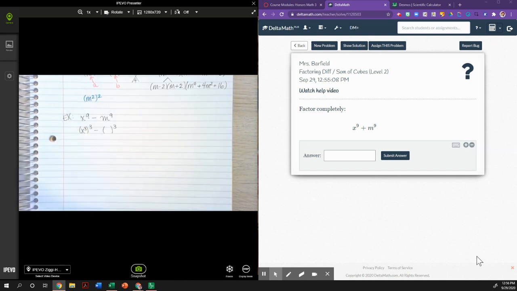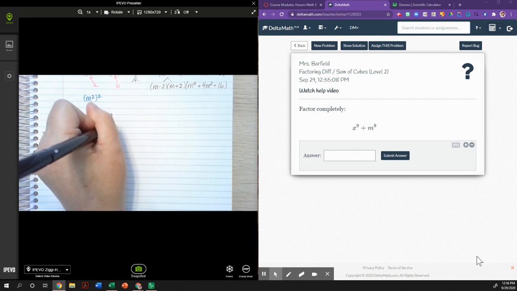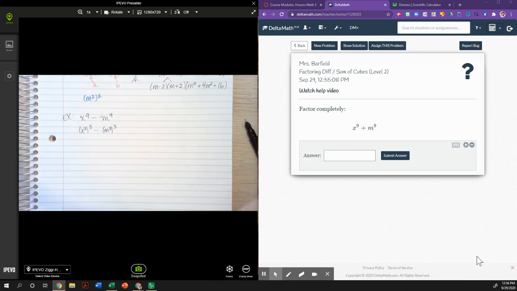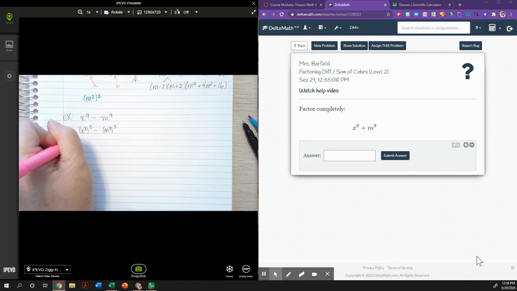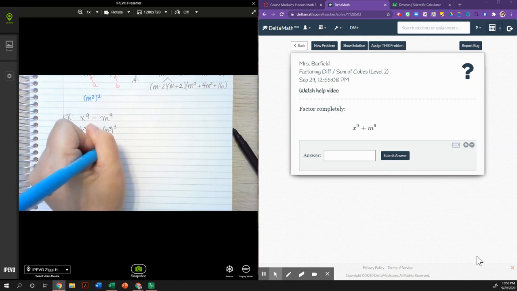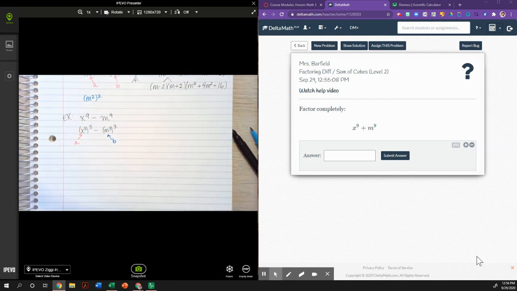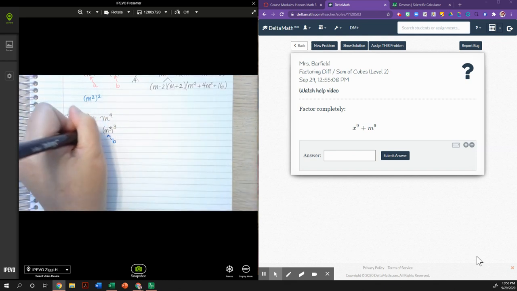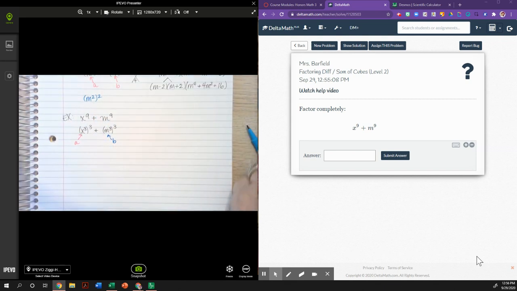So that's going to be x to the third. And then again, that's the same answer, so that's going to be m to the third. So that means my A is x to the third, and my B is m to the third. Oh, let me copy these problems correctly. It's plus here.